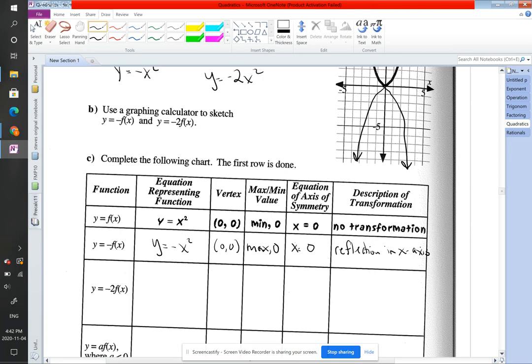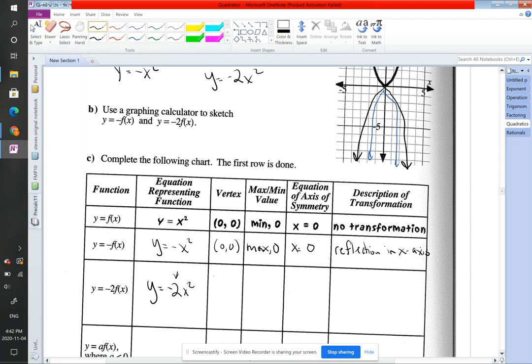So the next one is y is equal to negative 2x squared. And on the last page, or on the last investigation, we looked at what happens when we change that value. So it's been expanded by or stretched by a factor of 2, and it's negative, so it was flipped and expanded by a factor of 2, so it was something like that. That was bad, but you know what I mean.